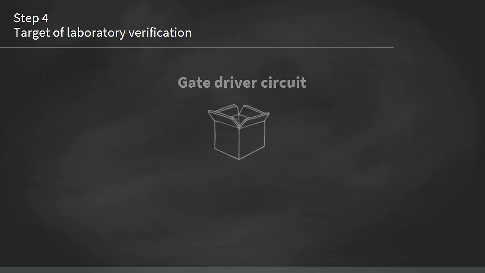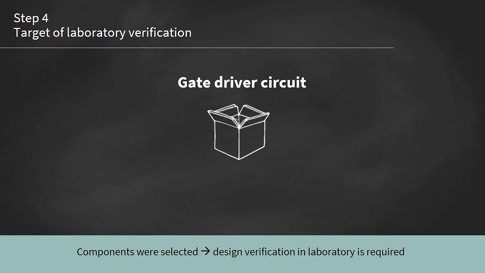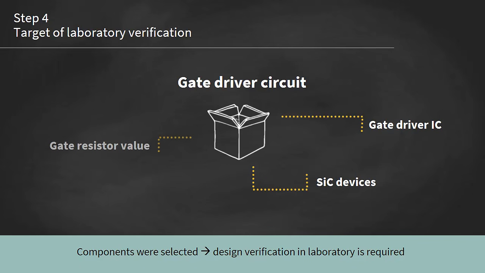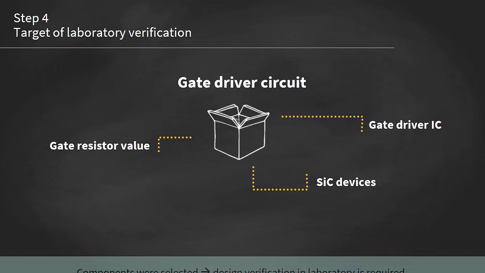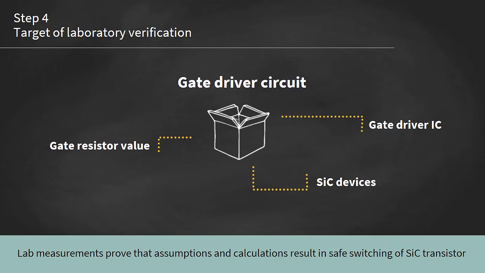At this point, the main components in the gate driver circuit, silicon carbide devices, gate driver IC, and gate resistor value have been selected and the design should be verified in the laboratory, as mentioned in the last design step. Lab measurements are necessary to prove that the assumptions and calculations result in a safe switching of the silicon carbide transistor. The review of the measurements can lead to an adaptation of the calculated gate resistor, RG.